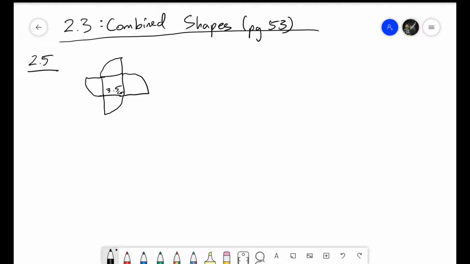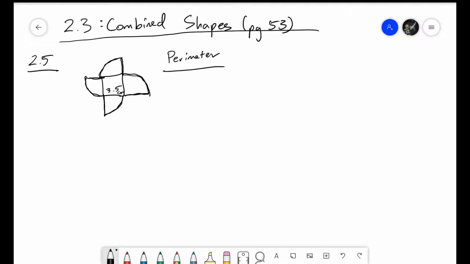The next problem, which is problem 2.5, is to find the area of this shape given that all of the edges of the square are equal to 3.5 centimeters. So first is to find the perimeter. To find the perimeter, you first have to add up the length of each of these 4 arcs, and then add up the length of each of these 4 line segments.